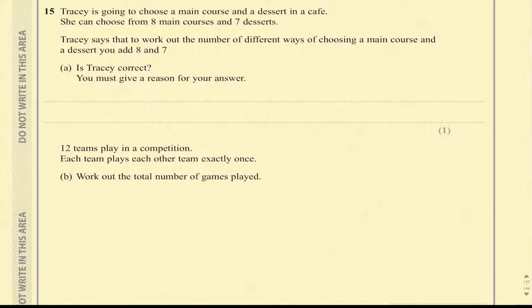Question 15. Tracy is going to choose a main course and a dessert in a cafe. She can choose from 8 main courses and 7 desserts. Tracy says that to work out the number of different ways of choosing a main course and a dessert, you add 8 and 7. Is Tracy correct? We need to give a reason. Well, Tracy is not correct, so the answer is no, because the combinations are 8 choose 1 for the main course, multiplied by 7 choose 1 for the dessert. 8 choose 1 is 8, and times 7 gives us 56. So 56 is the answer we're looking for.